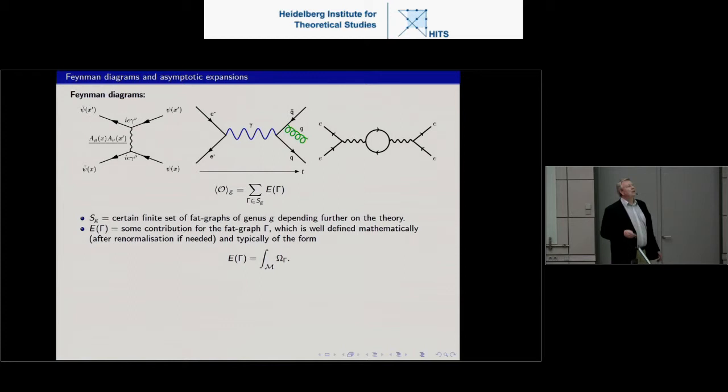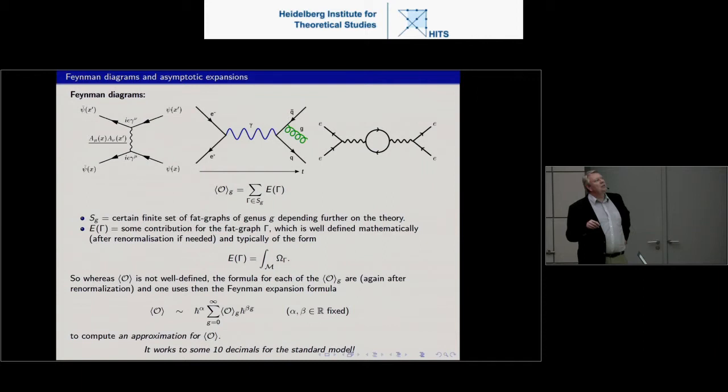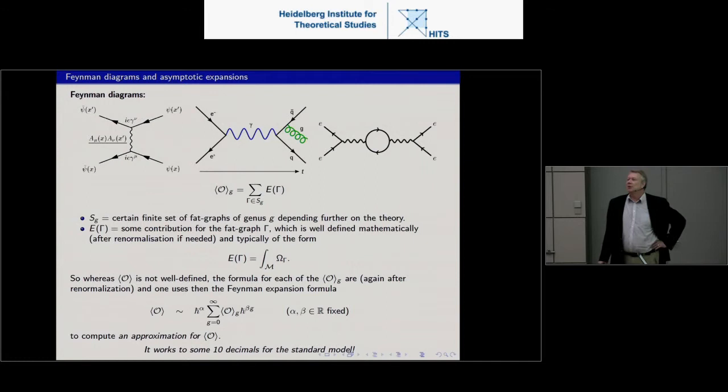And then the idea is that the quantity we wanted from before, this observable, is simply given approximately as some infinite sum where you take the contribution for the terms of genus G, you take h bar to some power, beta is fixed here, some real number, and you sum g equals 0 to infinity, and then you have some prefactor in front, h bar to some power. So this process works very well. It works up to about 10 decimals when you measure the standard model. So one could say, oh, that's great, end of story.